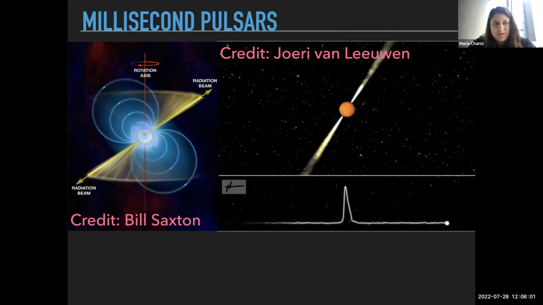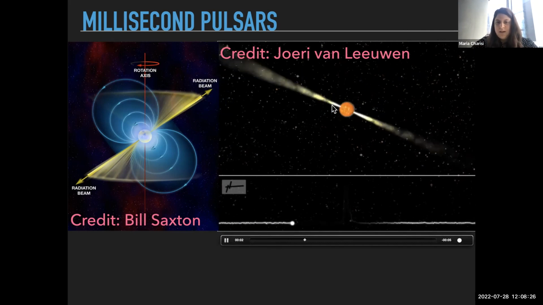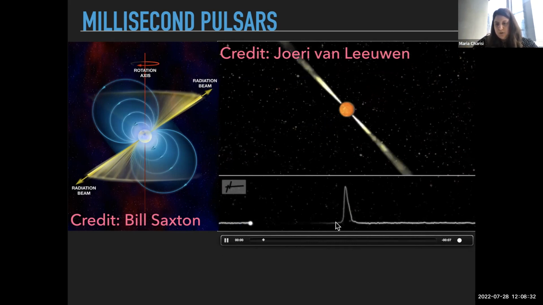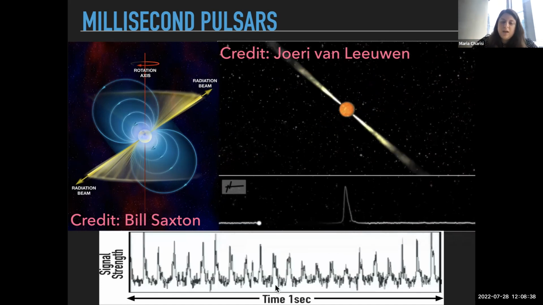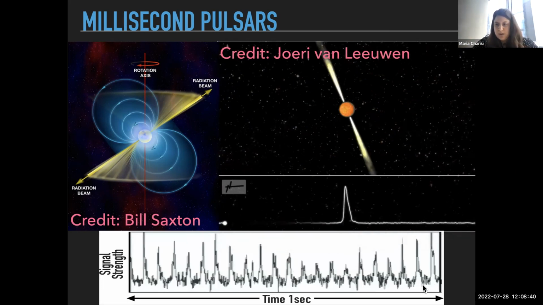So pulsar timing arrays rely on pulsars, on millisecond pulsars, which are magnetized neutron stars, and they are very stable rotators. So we have a beam of radiation along the magnetic axis, and these rotate very stably, and not always the magnetic axis is aligned with the rotation axis. So we have this lighthouse effect. Every time the beam of the radiation passes through our line of sight, we get a pulse that we can record with radio telescopes. And this repeats very stably, and we get many repeating pulses within a second.